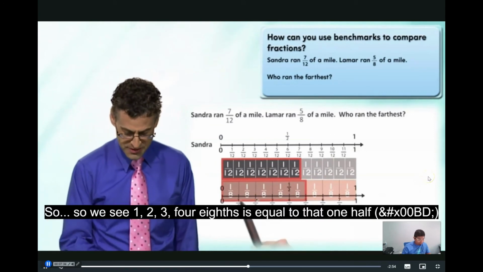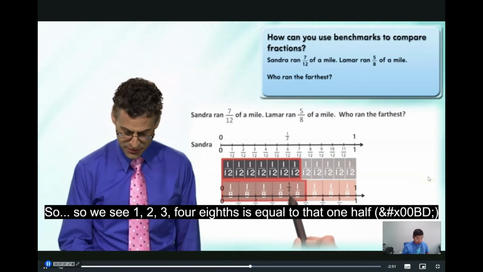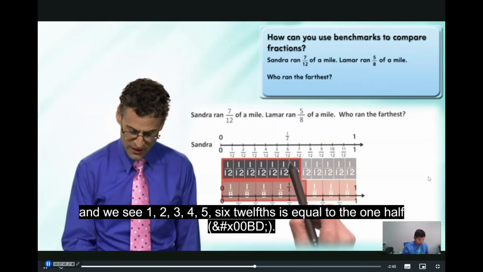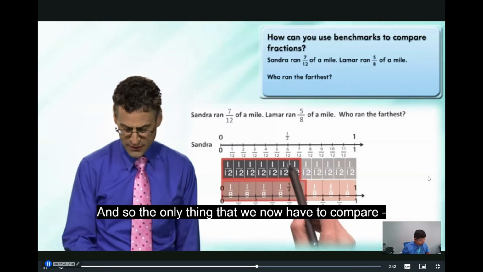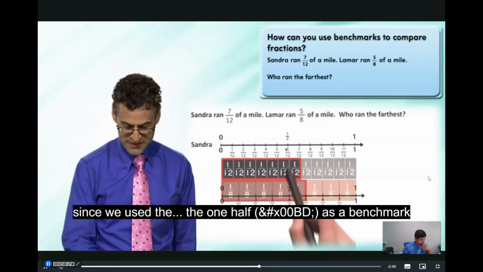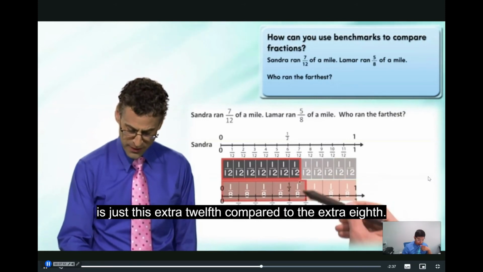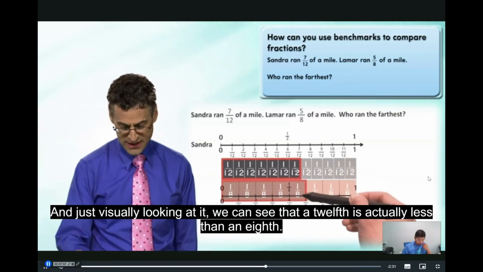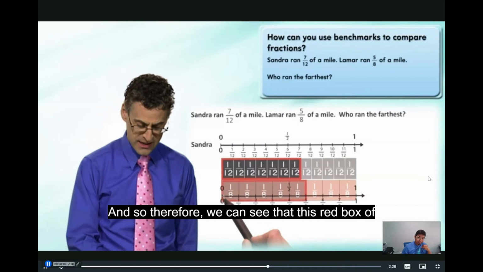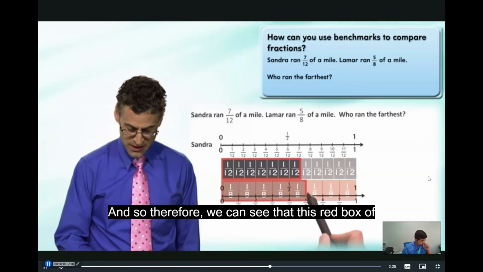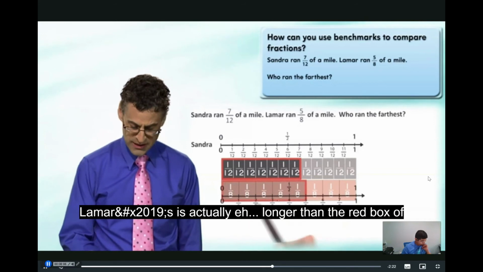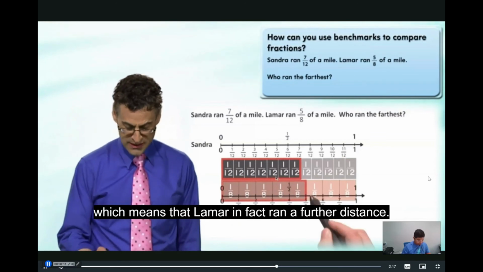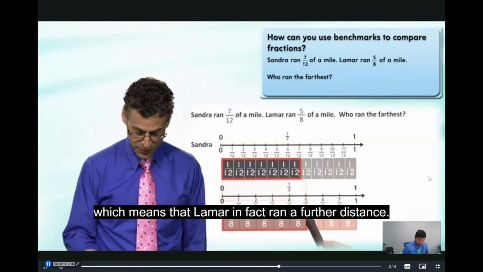So all we have to do is compare the extra piece. We see 1, 2, 3, 4/8 is equal to that 1/2, and we see 1, 2, 3, 4, 5, 6 twelfths is equal to the 1/2. And so the only thing we now have to compare, since we used the 1/2 as a benchmark, is just this extra 12th compared to the extra 1/8. And just visually looking at it, we can see that a 12th is less than an 1/8. And so this red box of Lamar's is longer than the red box of Sandra, which means that Lamar ran a further distance.